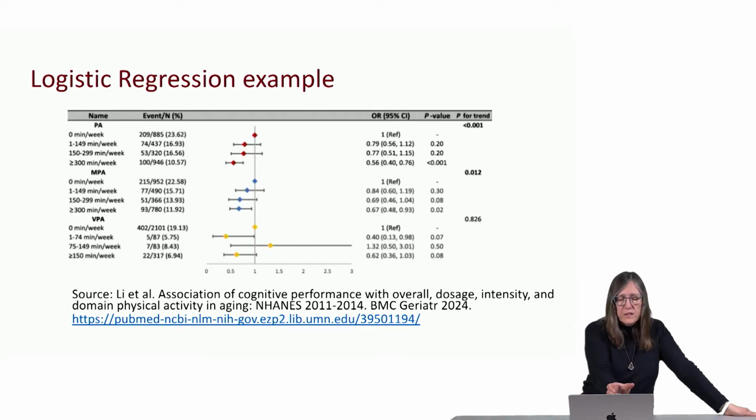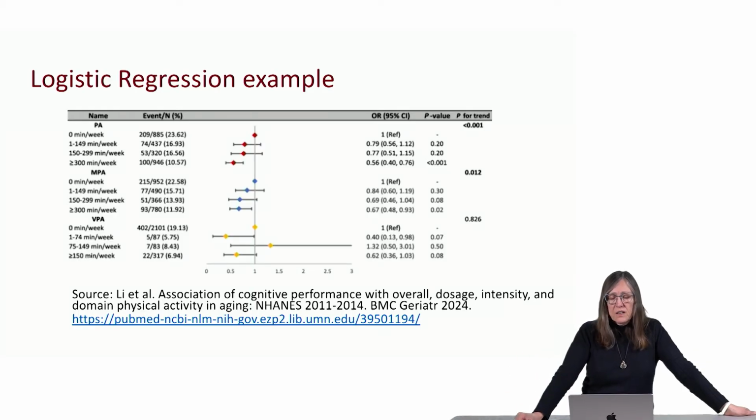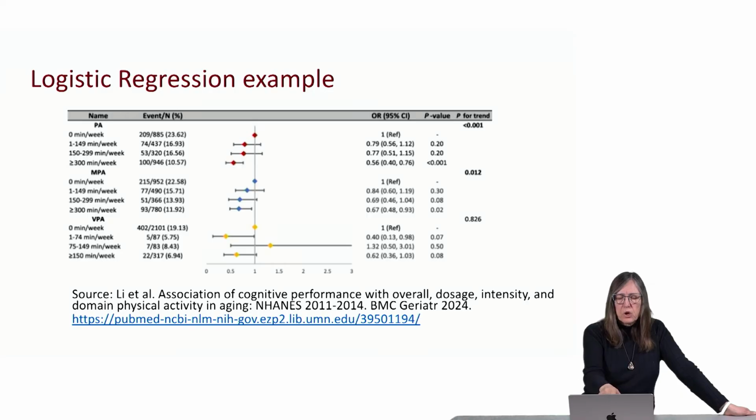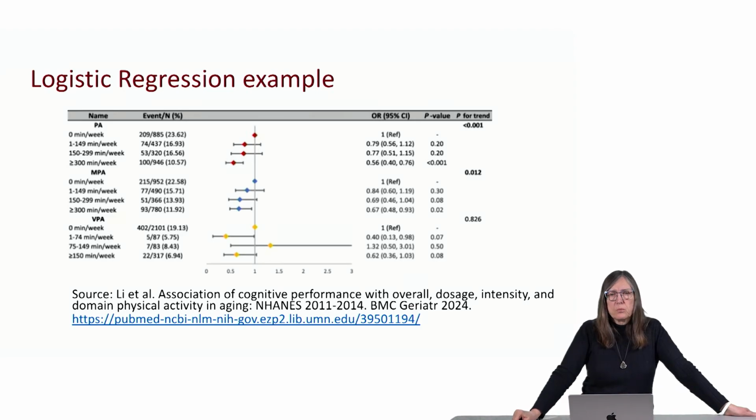If you're looking at that first category of physical activity, all of those odds ratios are less than 1, protective. You see the error bars around the little red markers there. Those error bars are your 95% confidence limits. So they just demonstrate what you have the actual numbers for.